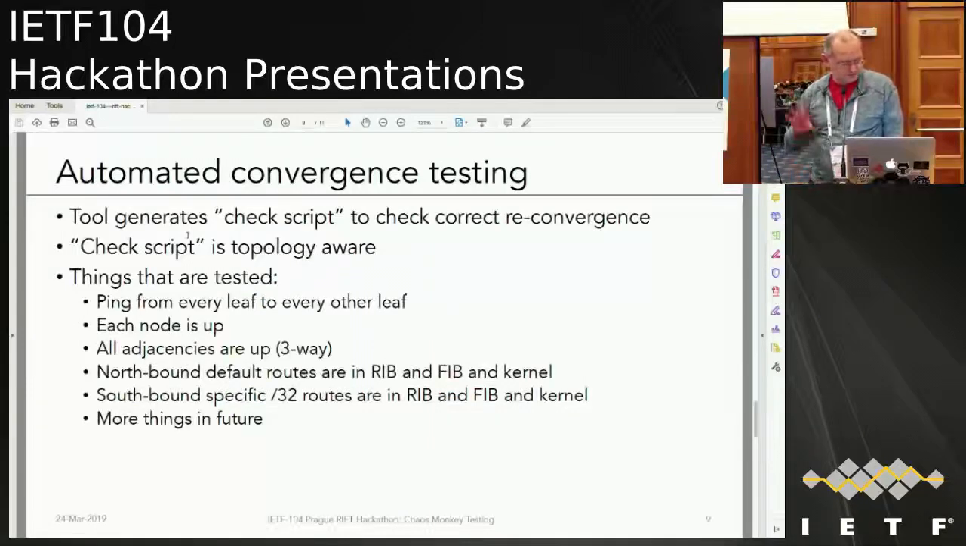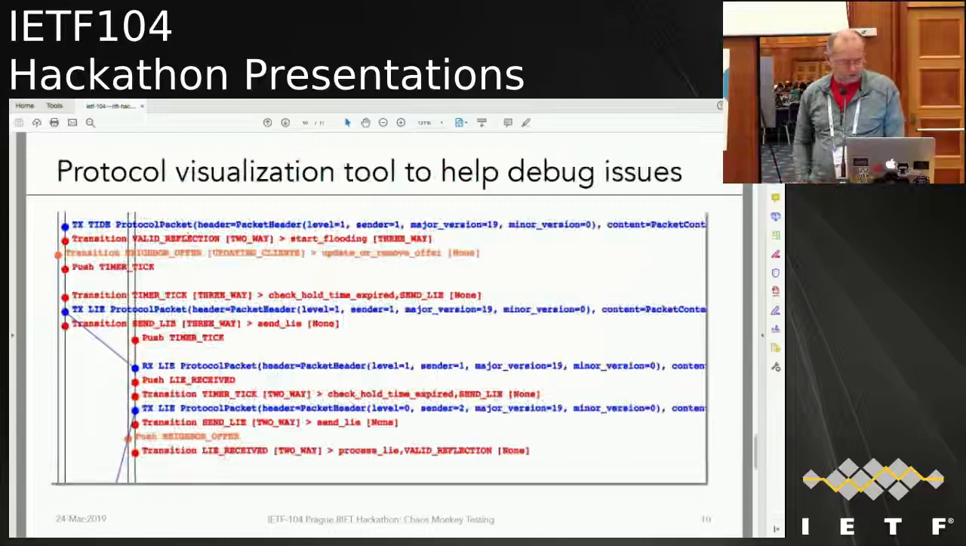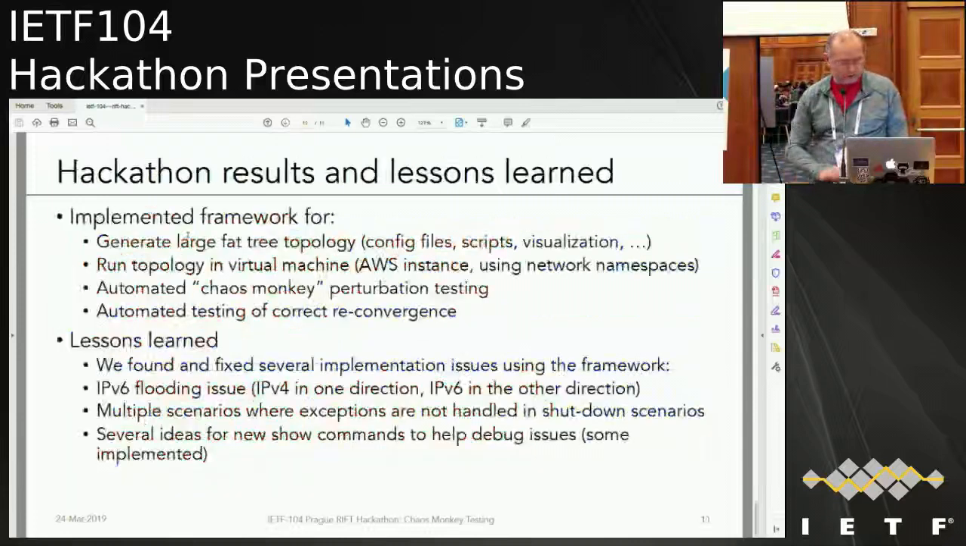So what did we test? Like pinging from all the leaves to all the leaves, whether nodes are up, adjacencies are up, whether all kind of routes are installed through all the levels necessary to actually make forwarding work. More ideas are there. Again, lots of cool pictures. So this is some protocol run where you can SVG look at all the packets flying between all the nodes and actually analyze what's coming up, what isn't.